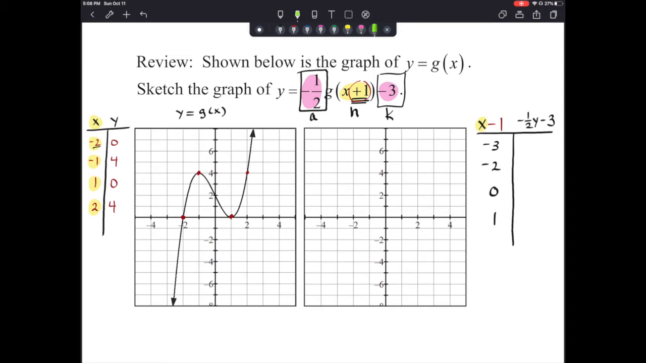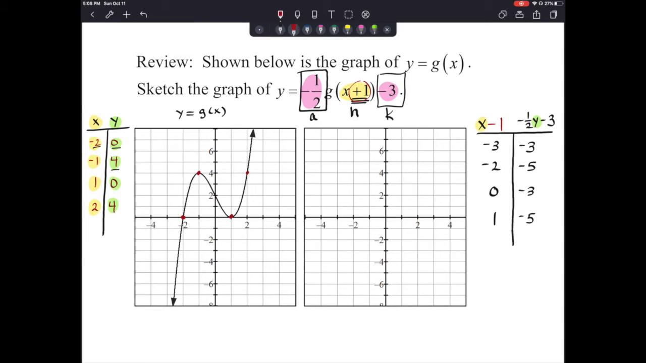Now you're going to take your y values from your original table and you're going to plug them in for y and then simplify it. So when I plug in 0 to start, negative 1/2 times 0 minus 3 is negative 3. 4 times negative 1/2 is going to be negative 2. Minus 3 gives us negative 5. And you'll see we have another 0 and 4, so they're just going to repeat themselves just like that.